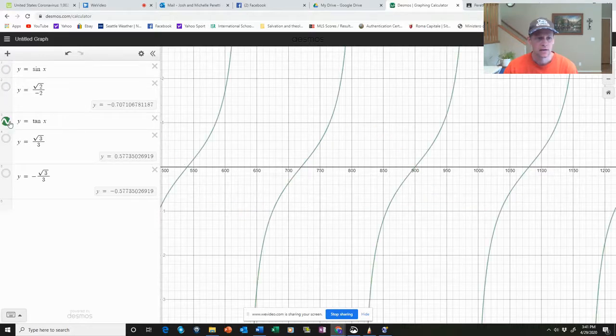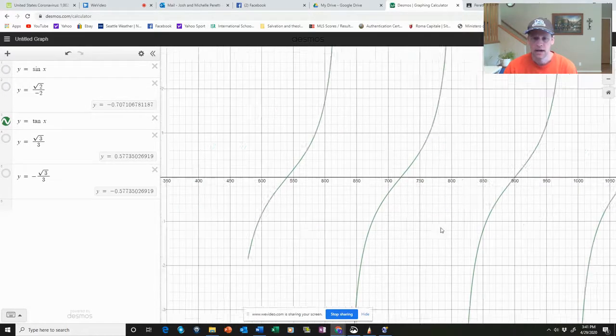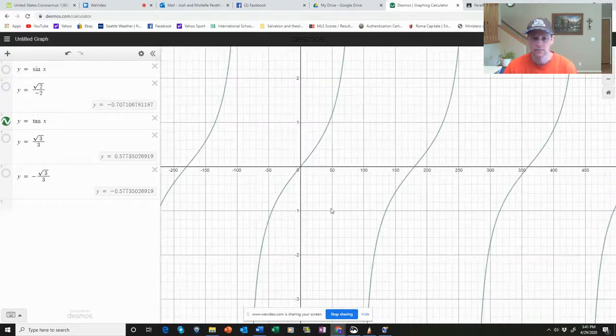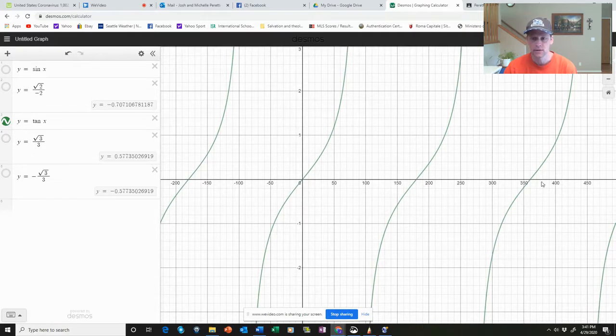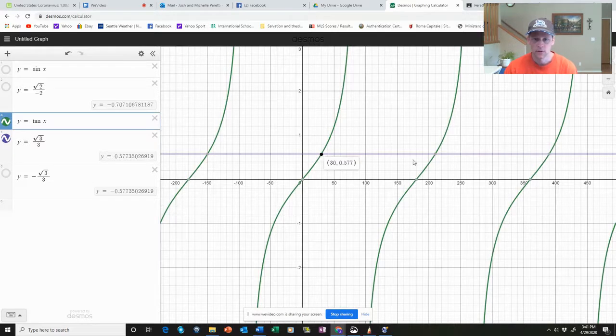So here is a tangent of x. It repeats every 180 degrees. It has a period of 180, as you can see. And I want to know, where is it going to equal root 3 over 3? So it's going to equal at 30 degrees, at 210 degrees, at 390 degrees, at negative 150 degrees, and so on. Every 180 degrees, starting at 30, adding 180 forever and ever, or subtracting 180 forever and ever.